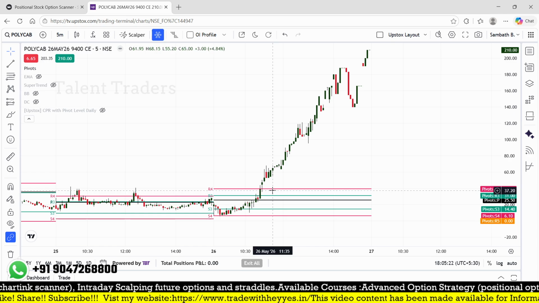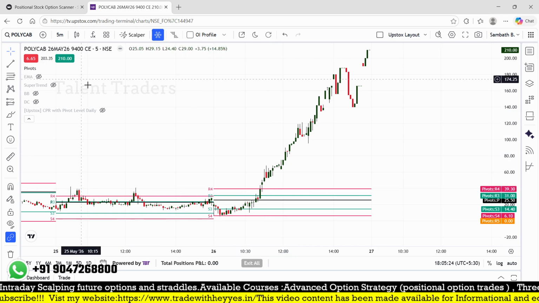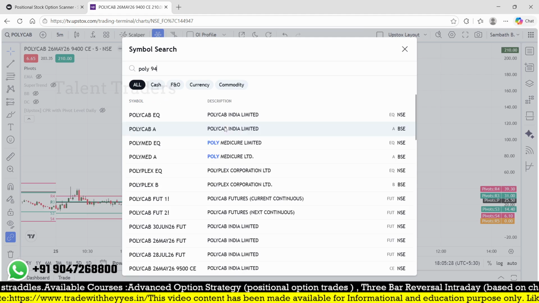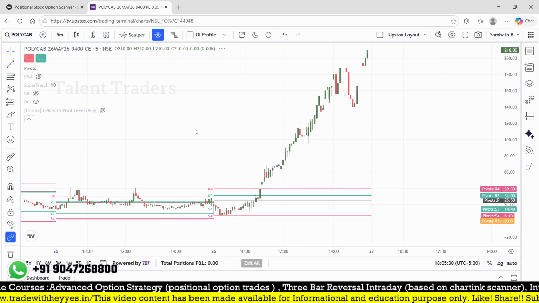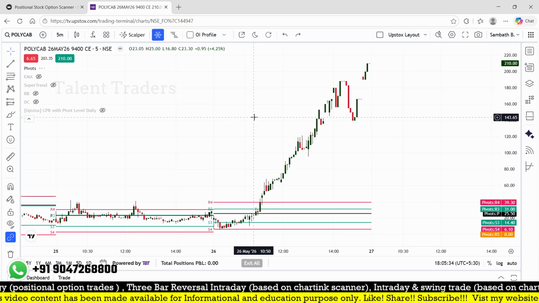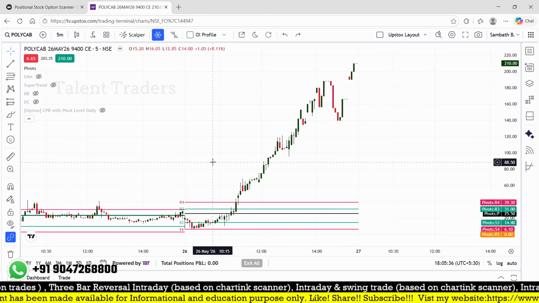So here this is an R4 breakout. We are tracking 9400 on the call side as well as the put side of the same stock, and the put side never breaks the R4. So on the call side we got an opportunity. At what time frame can we try it?